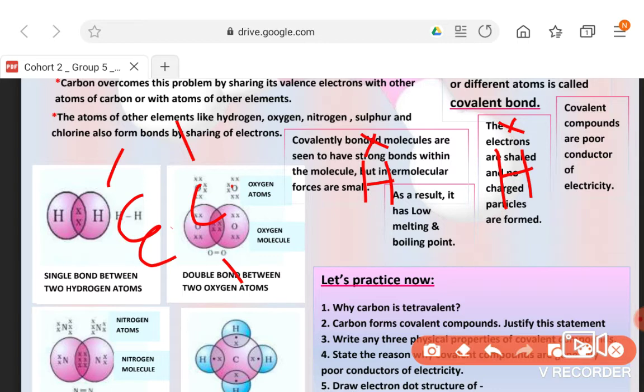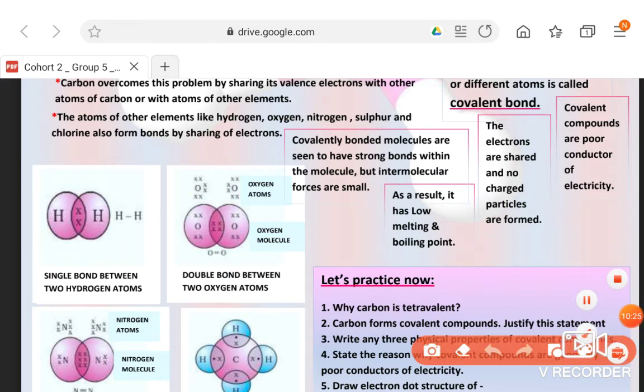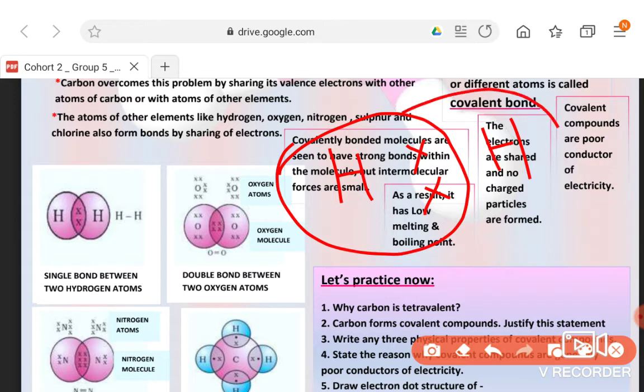They want to attain the nearest noble gas, helium, so they want to attain its configuration by having two electrons. They overcome this problem by sharing one electron with each other. So each feels it has two electrons. This is known as the electron dot structure, which is shown here. What is the meaning of this H, single line, H? It means one pair of electrons is shared. For each pair of electrons we show one line.